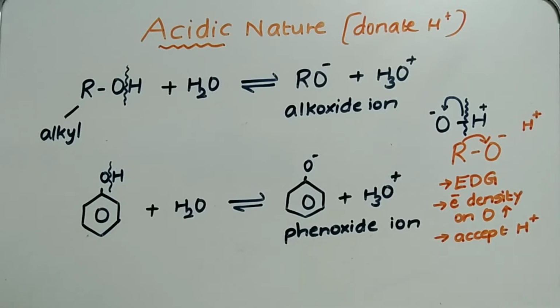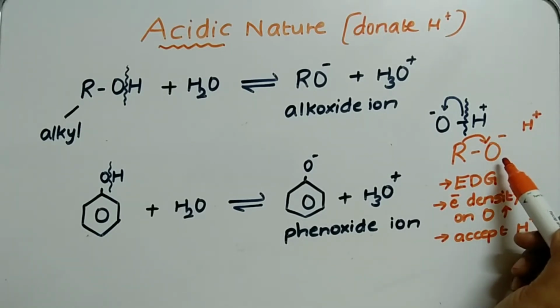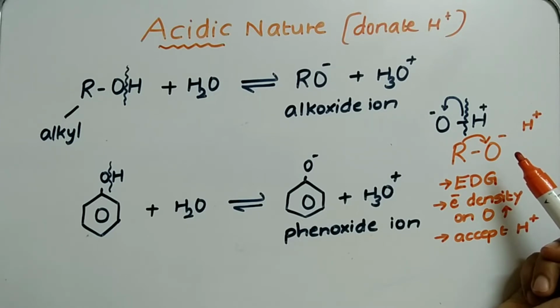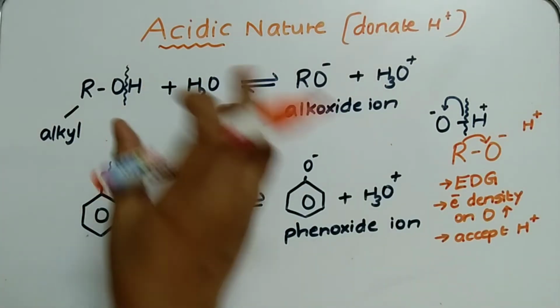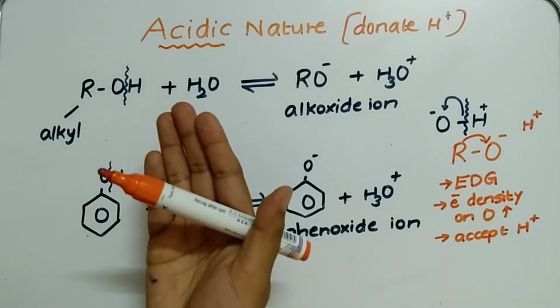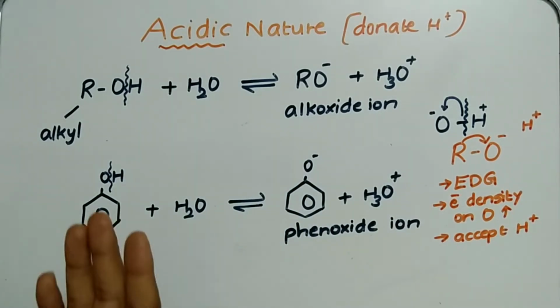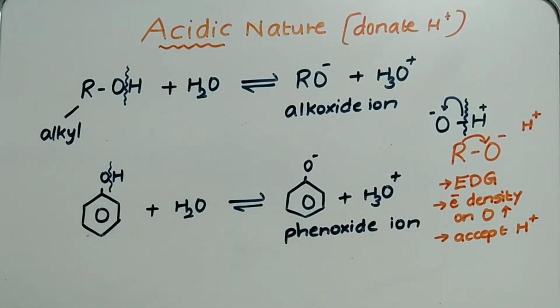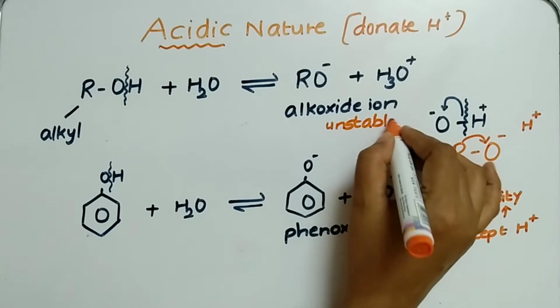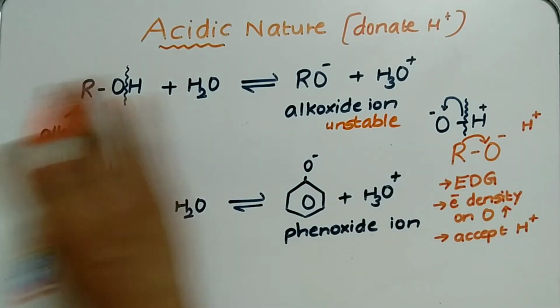Now over here what is happening? As the electron density on oxygen increases, it is accepting a proton instead of giving a proton. That is the reason alcohols are less acidic. Here we are comparing the chemical properties, that is the acidic properties of alcohols, phenols as well as carboxylic acid. So alcohols are less acidic. Moreover, this alkoxide ion is also unstable.